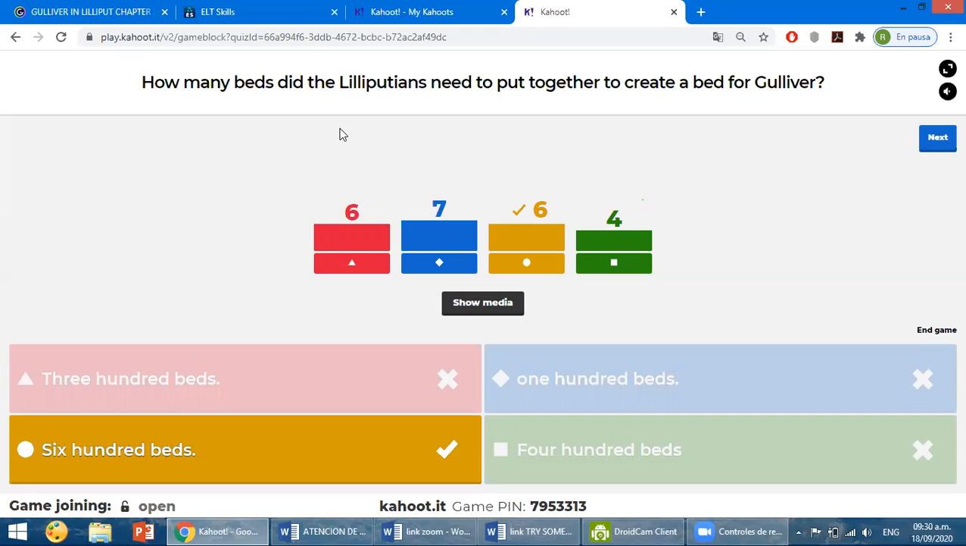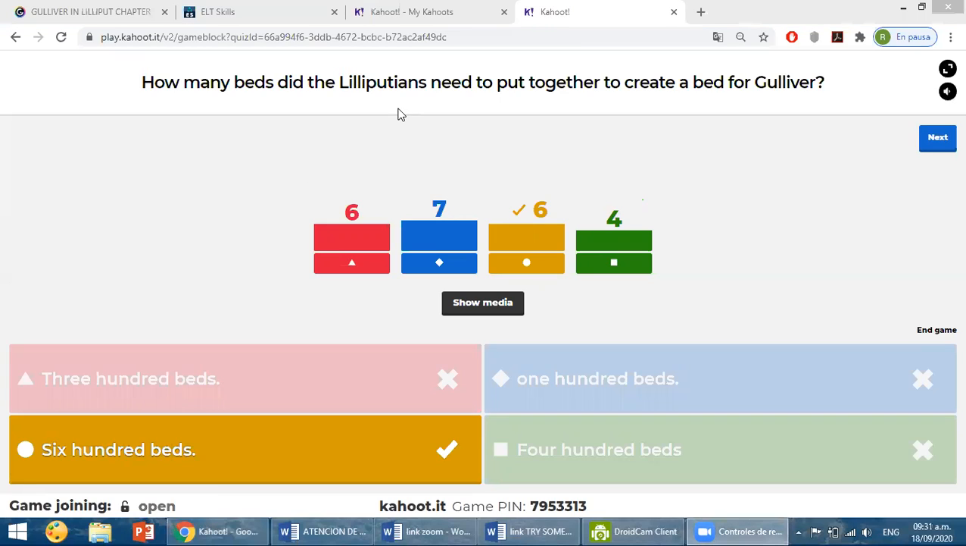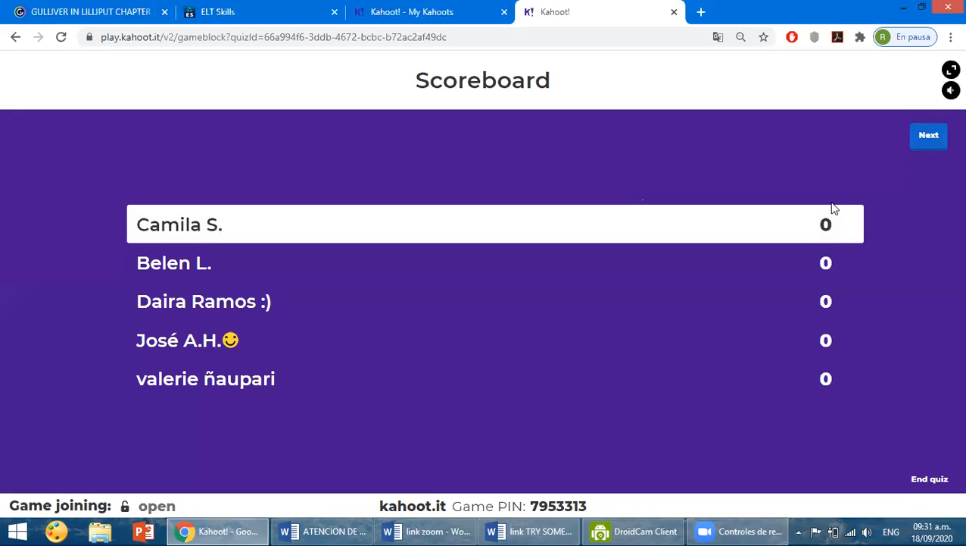How many beds did the Lilliputians need to put together to create a big bed for Gulliver? 600 beds. Can you imagine? 600 beds together to create a big bed for Gulliver. A huge amount of beds. Remember, 600 beds.